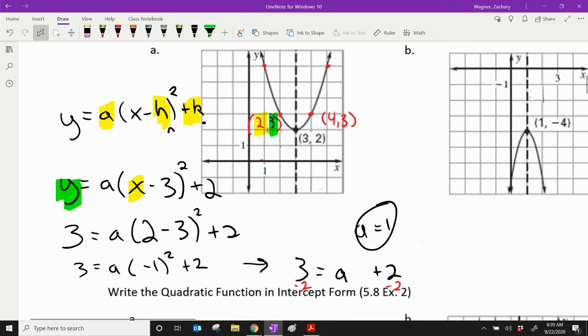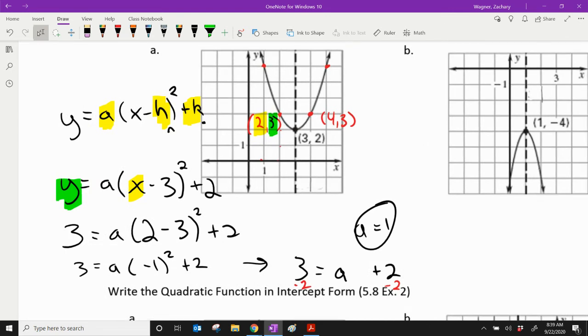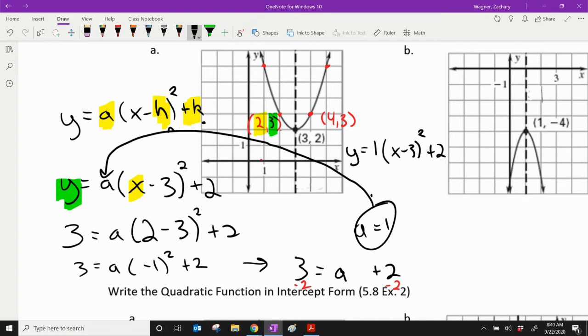So because a is 1, h is 3, k is 2. This 1 value goes right here. That becomes my final answer. My vertex form of this quadratic is 1 times x minus 3 quantity squared plus 2. Because that's my vertex, 3, 2. My a value is 1, goes right there.